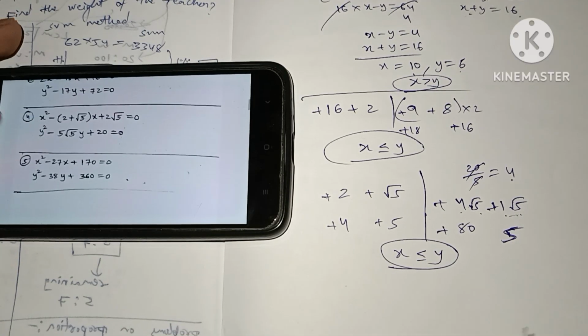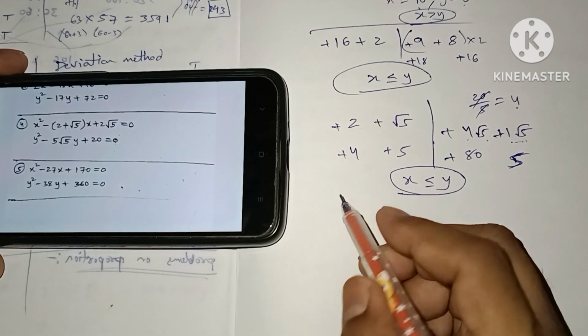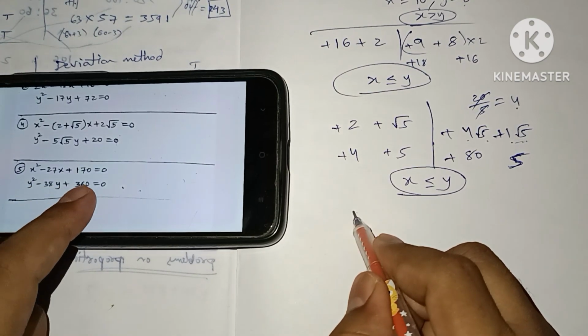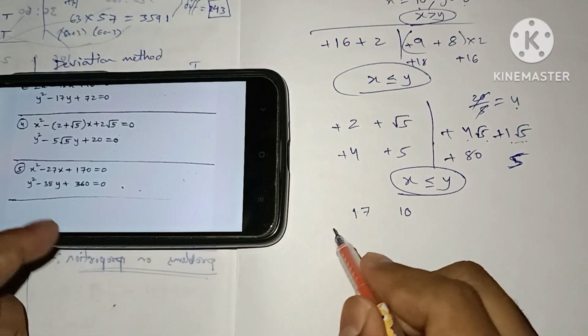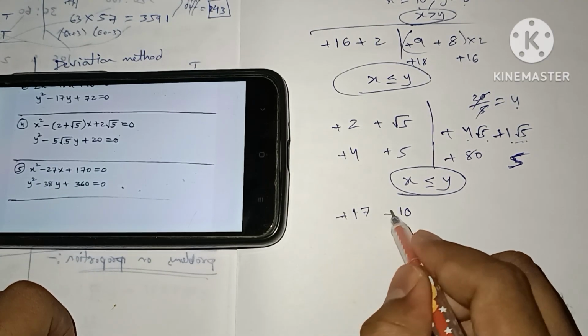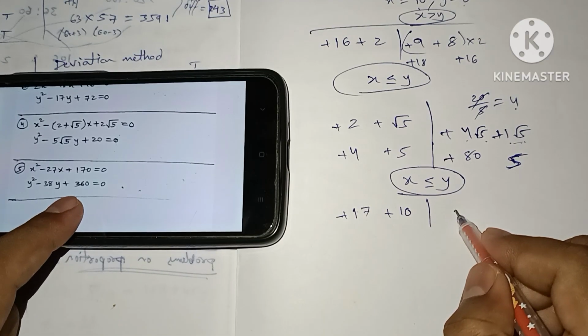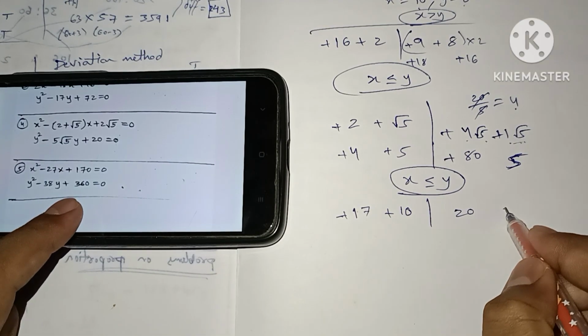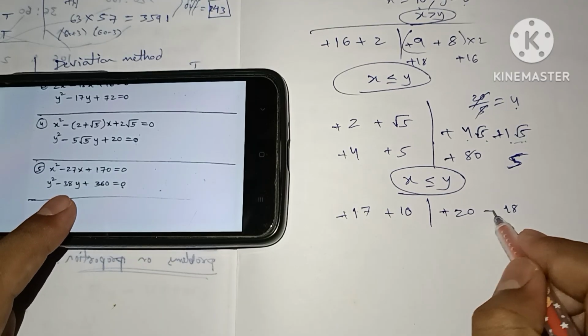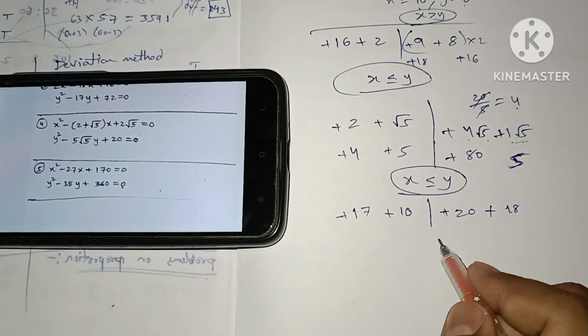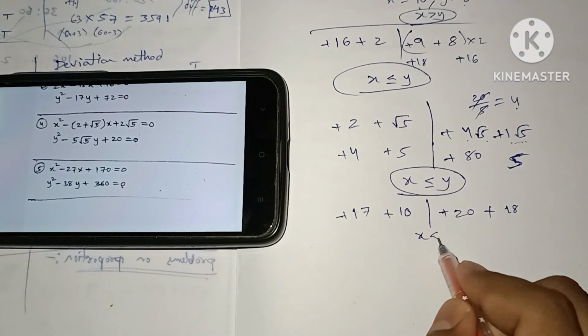Next, last one, fifth question. Here we have x² minus 27x plus 170 equals 0. 170 means 17 times 10, minus and plus, so the roots are positive. Here 360, 20 times 18 is 360, and we got 38. Minus and plus means both the roots are positive. Now by comparing these two, it is clear that x is less than y.